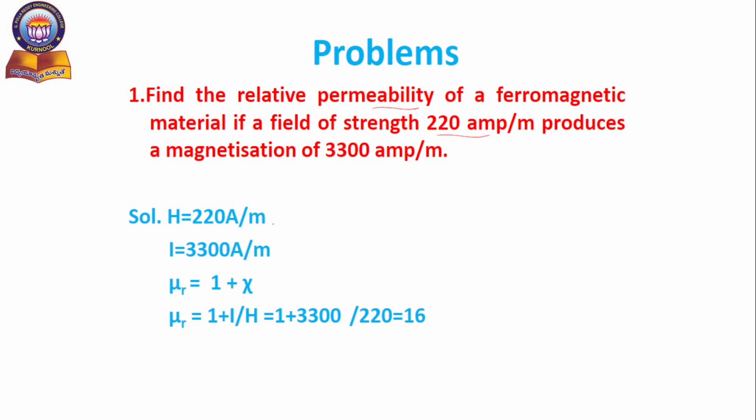H and I values are given. Relative permeability formula we have known: mu R is equal to 1 plus Xi, and Xi is I by H. I by H values are already given: 3300 by 220. After solving this, relative permeability is 16. No units for relative permeability. So this is the first problem.